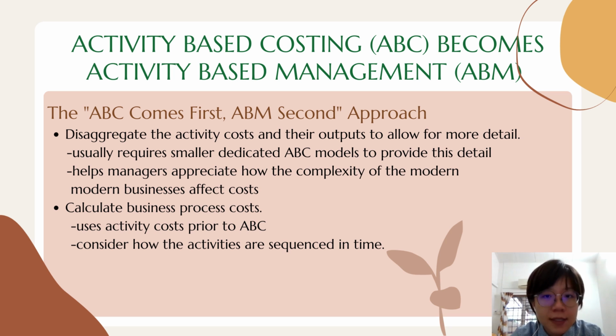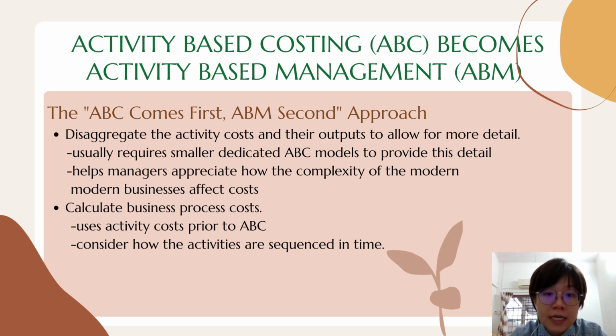In order to use the same ABC data for ABM, there are two approaches. The first one is to disaggregate the activity cost and their outputs to allow for more detail. Added detail will allow more opportunity to uncover possible benefits. This approach usually requires smaller dedicated ABC models to provide this detail and help managers to appreciate how the complexity of modern businesses affects costs.